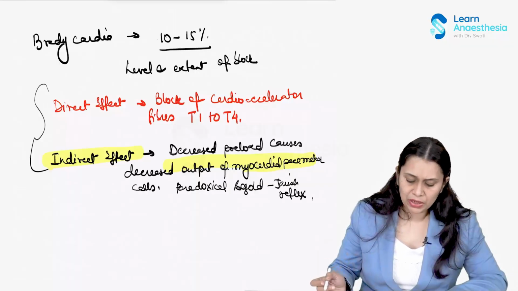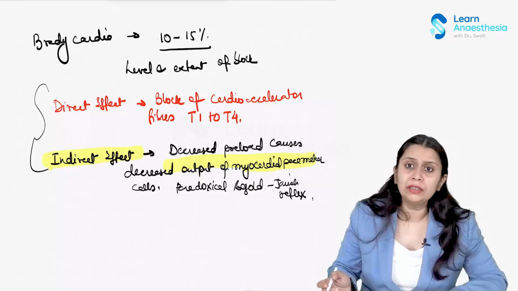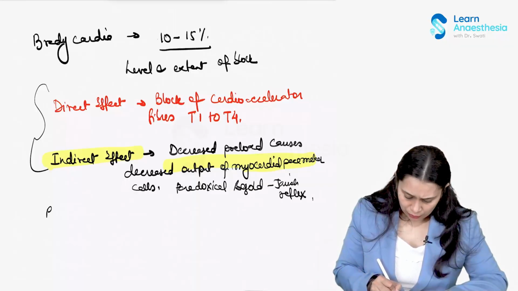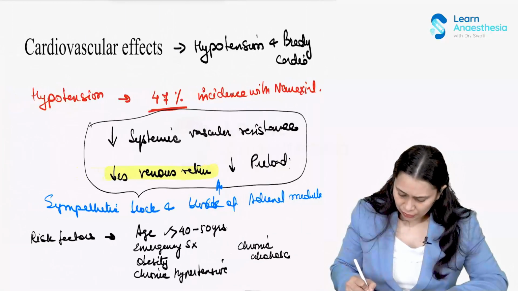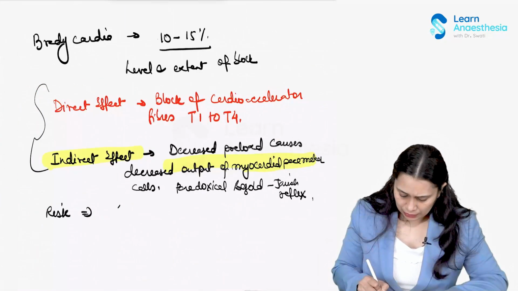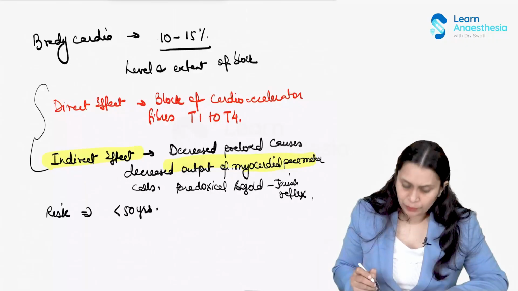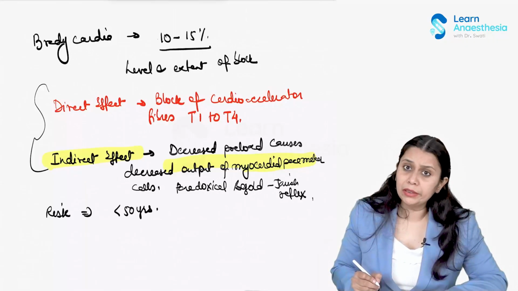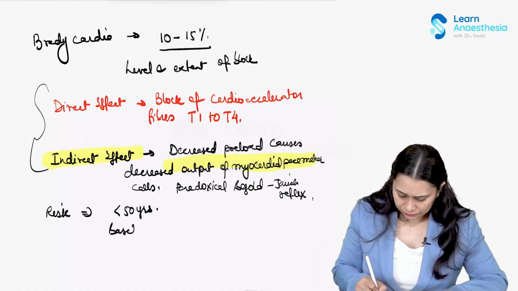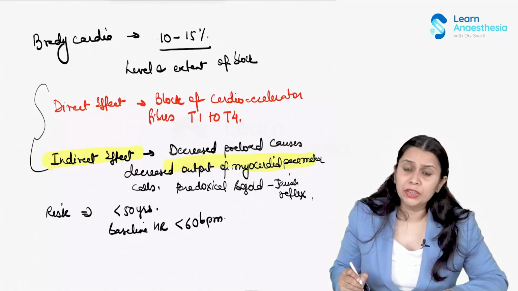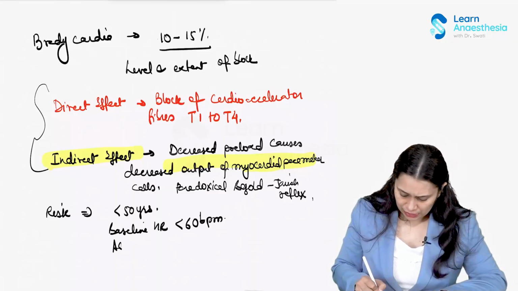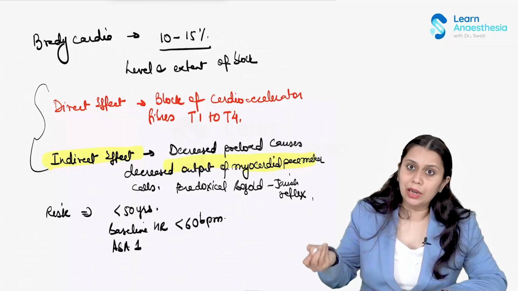And there are some patients in whom the risk of bradycardia is more. So, what are the patients with high risk of bradycardia? Younger patients. Here, older patients have more risk of hypotension; here, less than 50 years, more risk of bradycardia. Patients with baseline heart rate less than 60 beats per minute. ASA grade 1 patients, young patients with no comorbidity, high vagal tone. So they are also at risk.